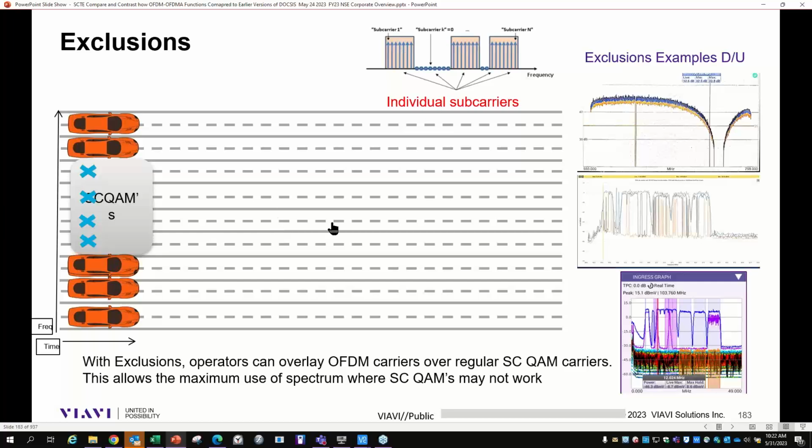Single QAM carriers, we just put them where we want them, and we tell the modem what carriers are going to be used in order to bond together. But in this case, it allows you to separate the OFDM carrier.